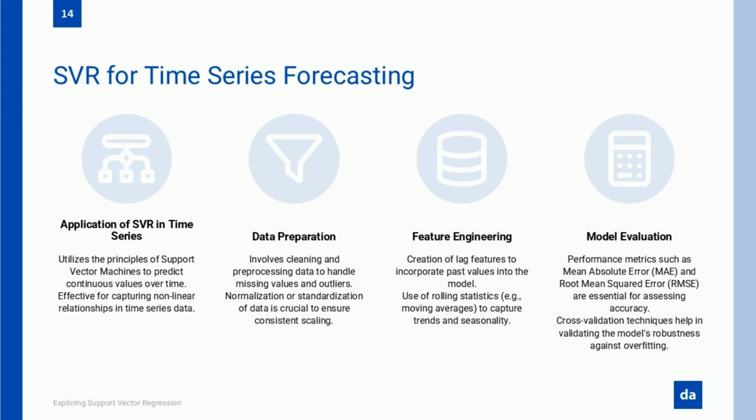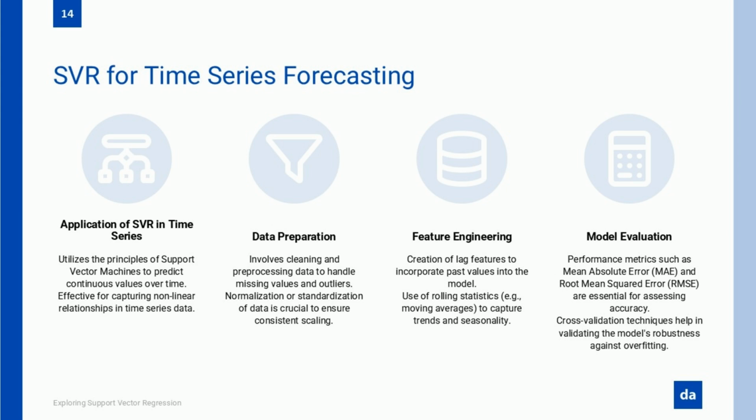Since SVR does not inherently understand time-based sequences, we also need to normalize or standardize the features to ensure that all input variables contribute equally to the prediction process. Feature engineering is a critical step in making SVR work well for time series forecasting. Unlike models specifically designed for sequential data, such as LSTMs, SVR requires transforming time-dependent relationships into structured input features.